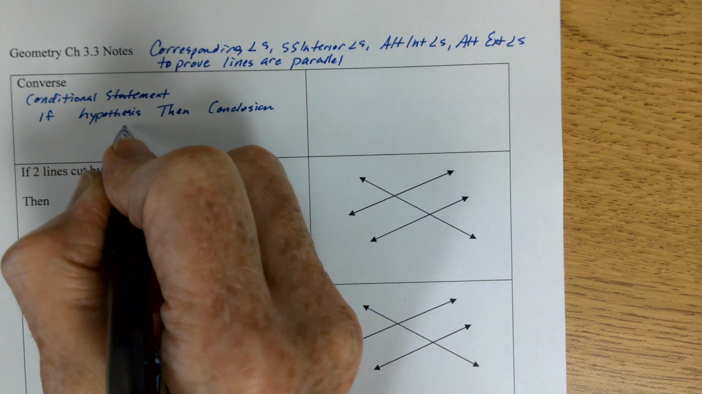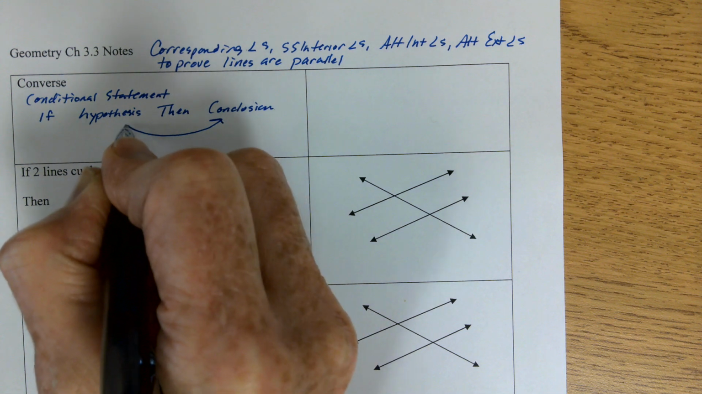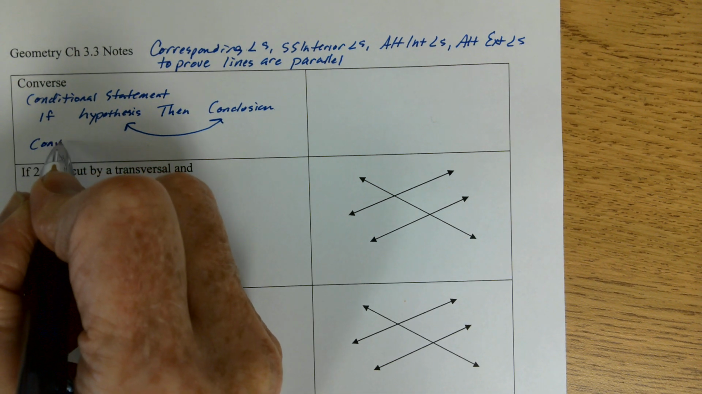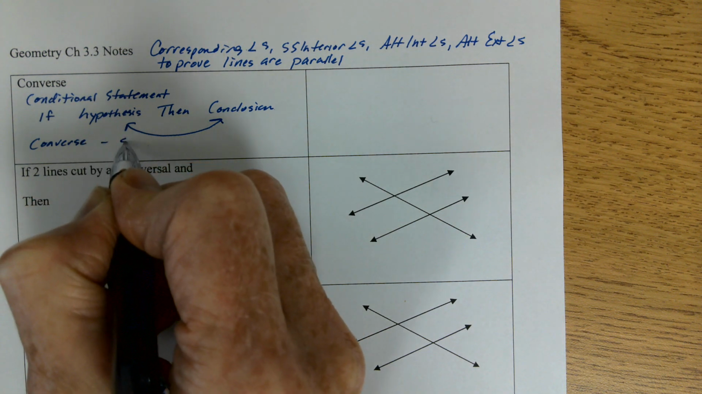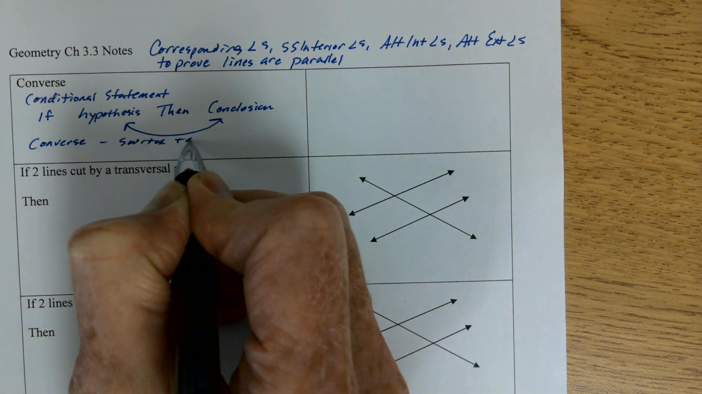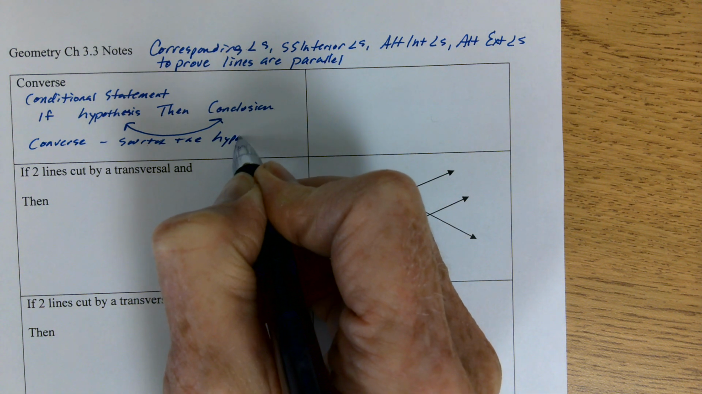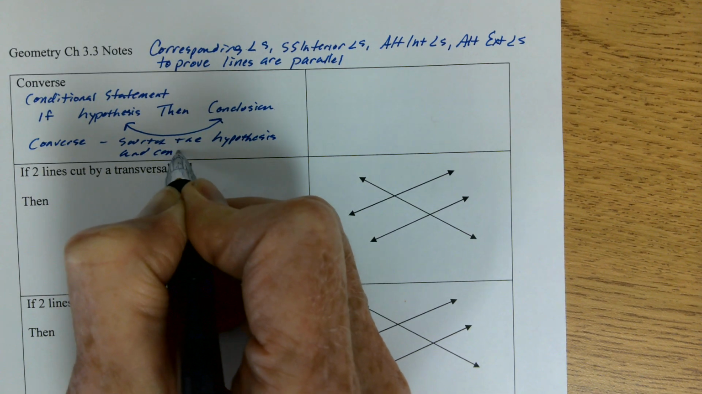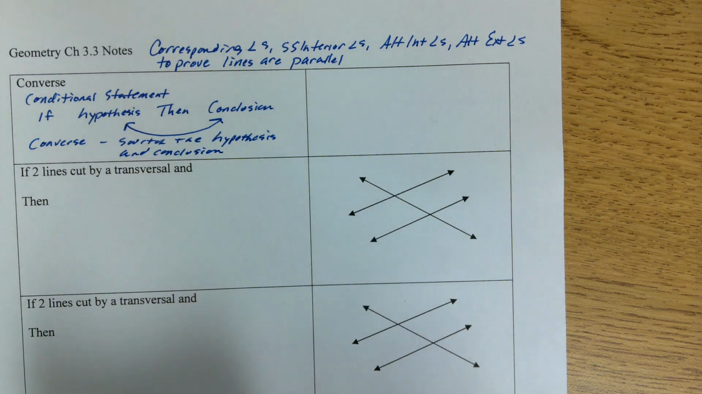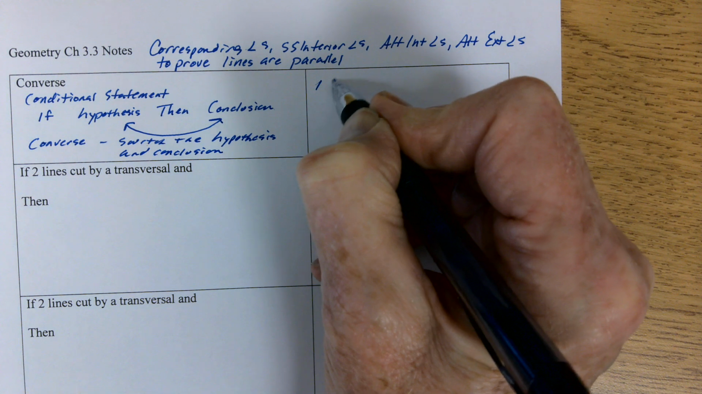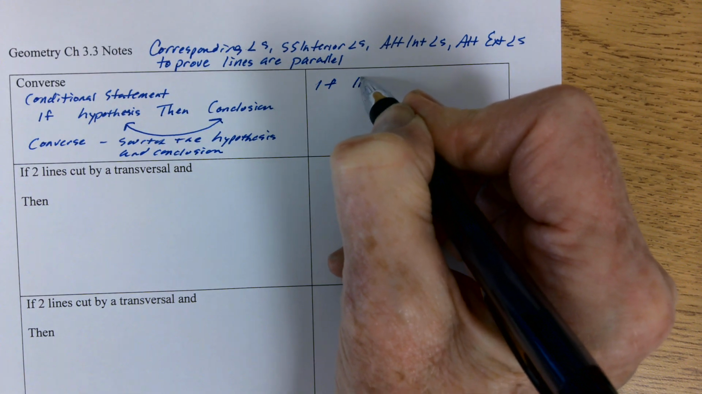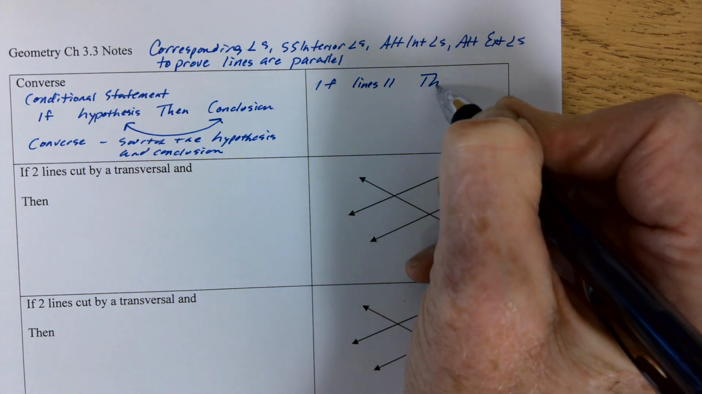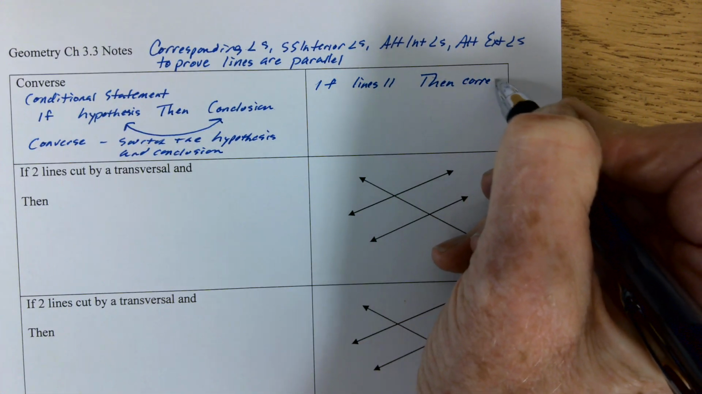This time we are going to switch these, and that is called the converse. For the converse, you switch the hypothesis and conclusion. You swap places with them. So we say, if lines are parallel, remember that's the symbol for parallel, then corresponding angles are congruent.